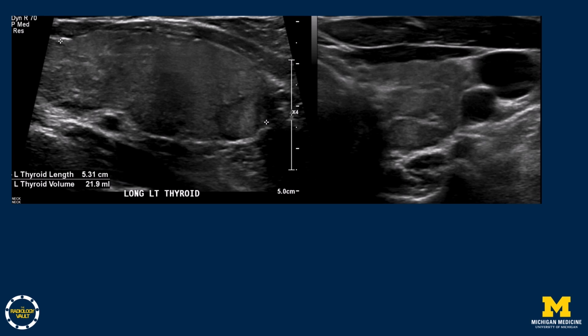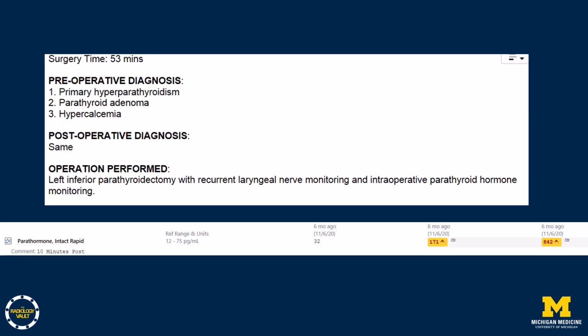This is that same lesion in the ultrasound, contacting the left inferior thyroid pole. And finally, this is a post-op where they did intraoperative parathyroid hormone monitoring and they got good results.